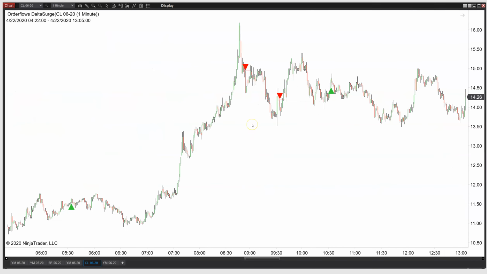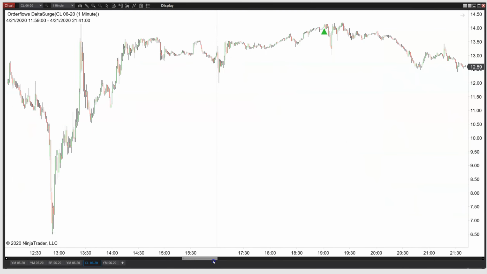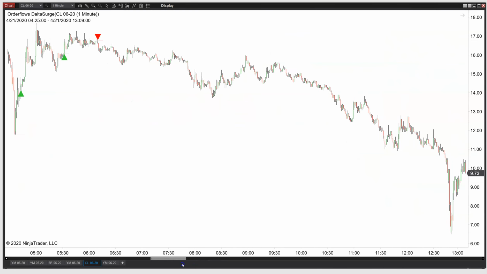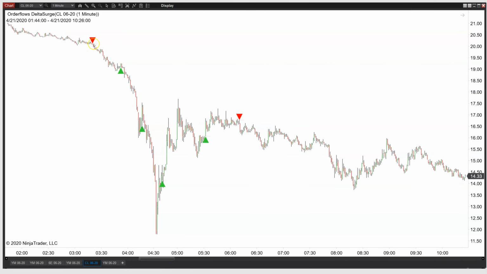Now, the thing you got to realize with order flow, people always think that order flow is going to give them a signal up here at the high or a signal down here at the low. No, it's looking for a certain condition happening in the order flow that's going to give you the signal. So, some days, depending on how you have the setting, it may appear, it may not appear.